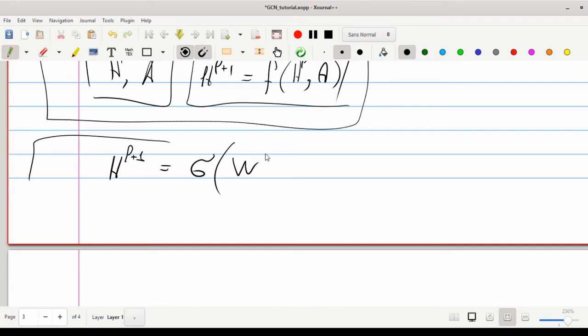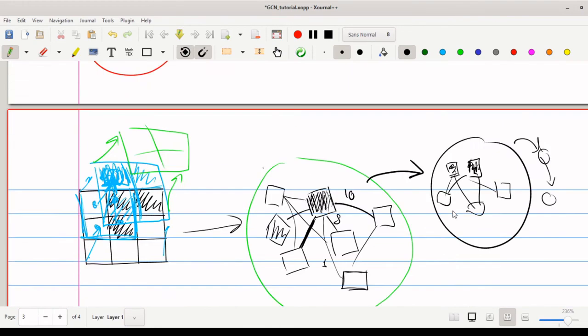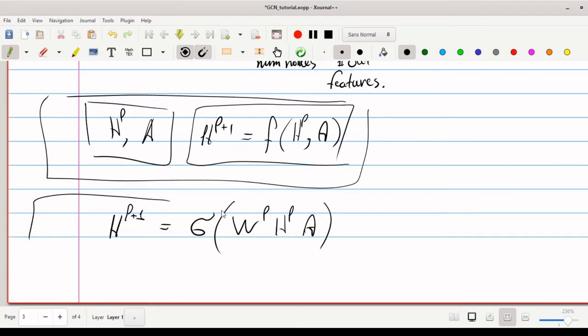It is the weights on the layer L times, this is a matrix product, the graph representation, the node features on the layer L, and times the adjacency matrix. The adjacency matrix, by the way, does not change from layer to layer because the graph connectivity structure remains the same. We're just transforming the nodes, but we are keeping the number of nodes constant. We may change the number of features, how many features we want every node to have.